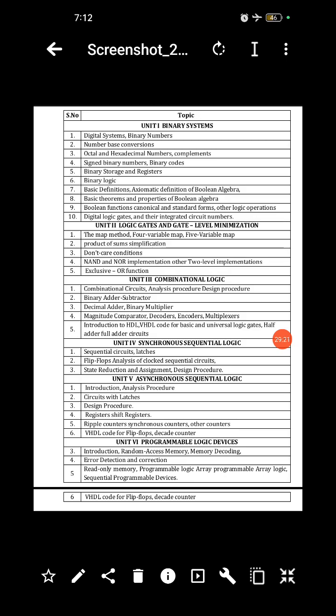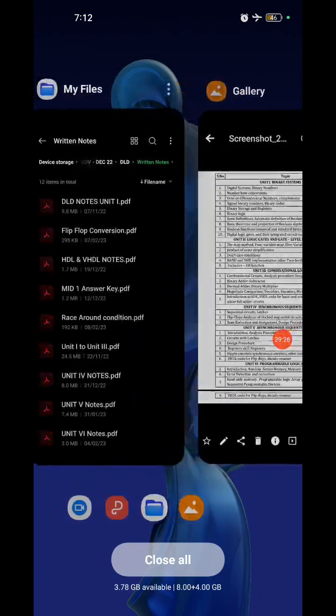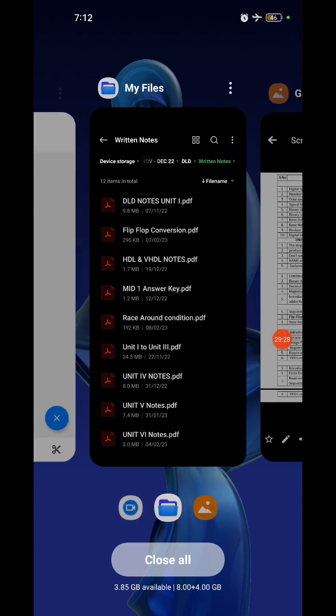And it has VHDL code for flip-flops and a decade counter. Okay, let me see the notes. So unit 5.